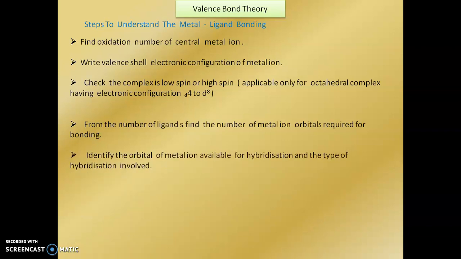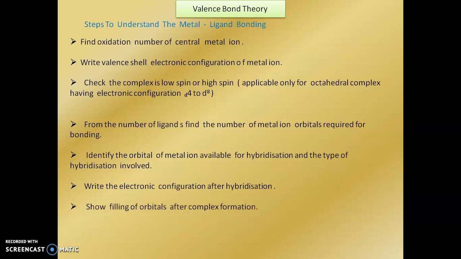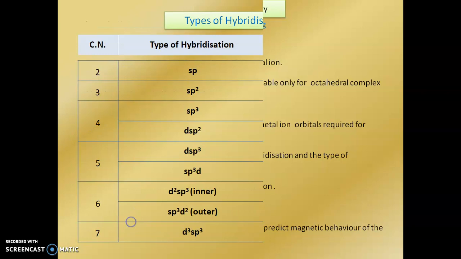After that, identify the orbitals of the metal ion available for hybridization and the type of hybridization involved. Next, write the electronic configuration after hybridization and show the filling of orbitals after complex formation. Last is to determine the number of unpaired electrons and predict the magnetic behavior of the complex. If paired electrons are present, the complex is diamagnetic, and if unpaired electrons are there, the complex is paramagnetic.